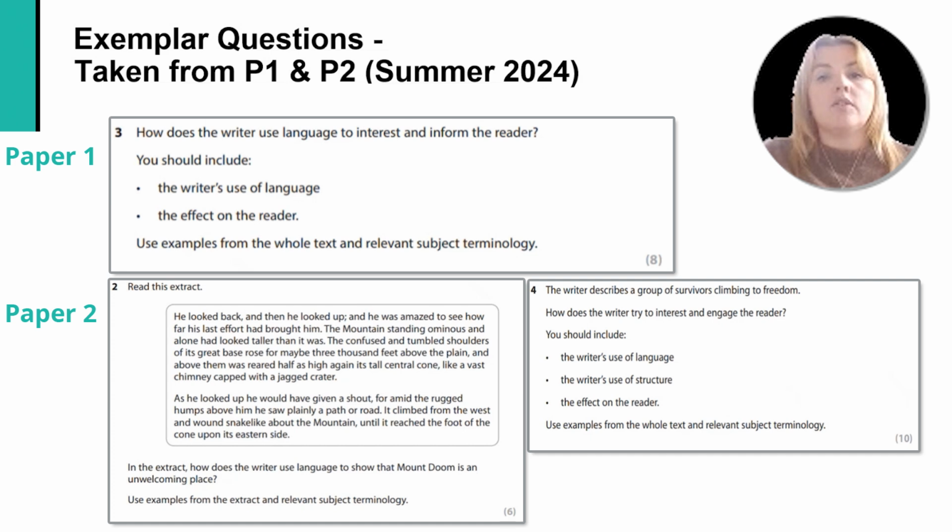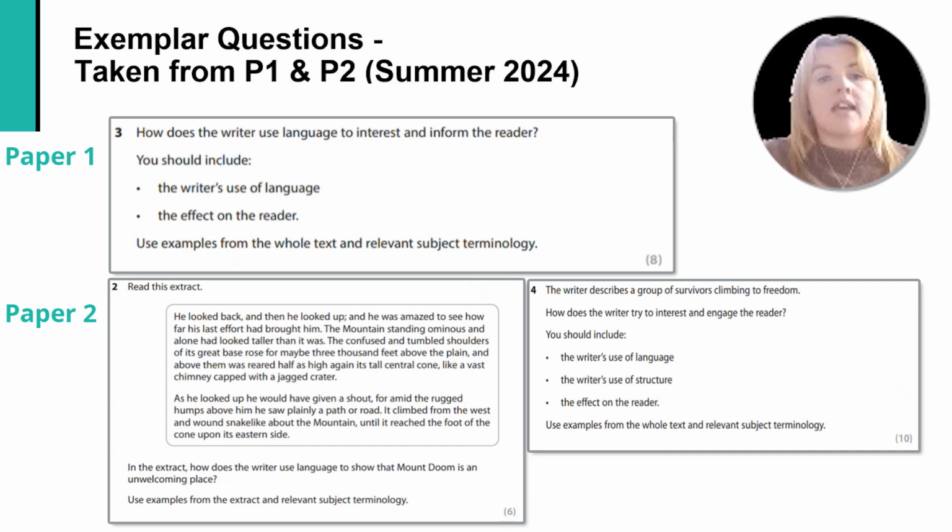In Question 2, you're directed to a specific section of text, so you need to zoom in closely on how language is working there. Most importantly, you are looking at a particular focus. For example, if we look at the screen, we can see that the question asks how the language makes Mount Doom an unwelcoming place. Question 4 works in a similar way, but it extends the task.